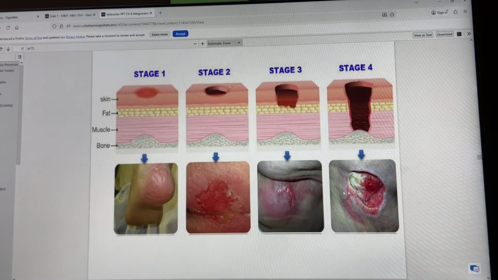Especially like this. See, that white stuff is the bone. This is someone's tailbone, I think, probably, where the pressure was so bad it just got all the way down to the bone. So these obviously are going to take a really long time to heal, and it's very sad.